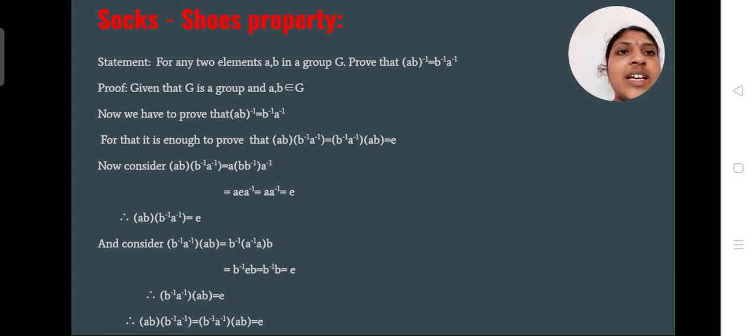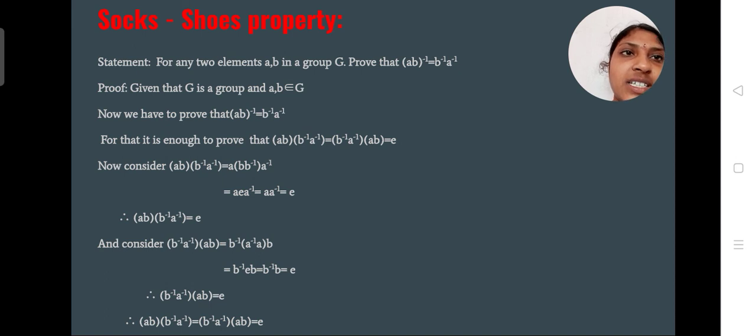So now consider AB into B inverse A inverse. That is equal to, here we apply the associative property, A of B into B inverse A inverse. Here B into B inverse is equal to E. So E into A inverse is equal to A inverse. That means if we multiply the identity element with any element, we get the same element. So A into A inverse is equal to E by the inverse property. Therefore we get AB into B inverse A inverse is equal to E.